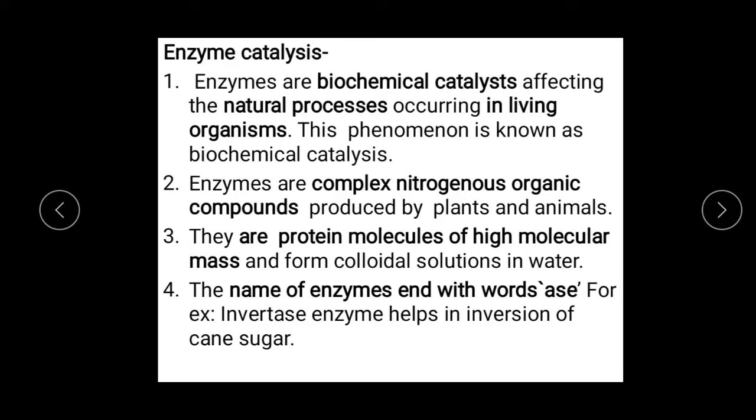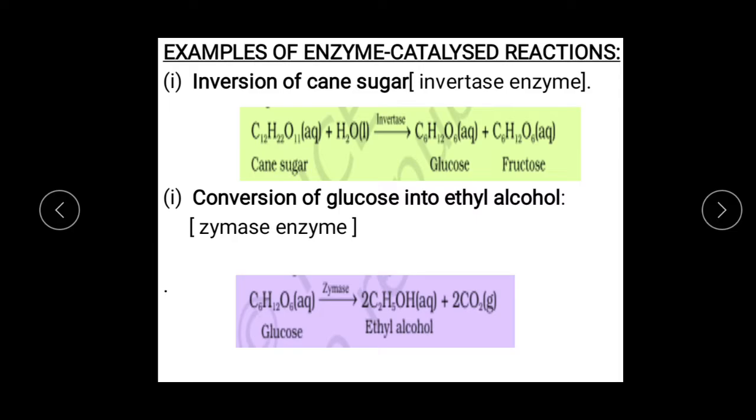Now we have enzyme catalysis. Now you all know enzymes are biochemical catalysts because they catalyze the life processes going on in living organisms. Enzymes are complex nitrogenous organic compounds which are produced by plants and animals. They are actually protein molecules of high molecular mass. And usually the name of an enzyme ends with the letters ASE, like you can see invertase enzyme. ASE are the last three letters. It helps in inversion of cane sugar. A few more examples you will get in the NCERT textbook.